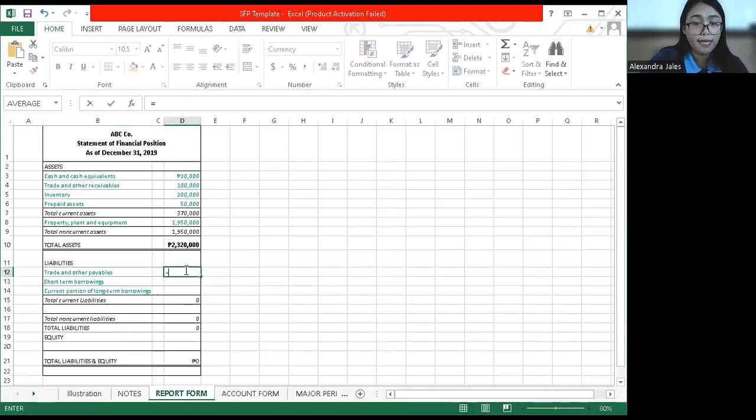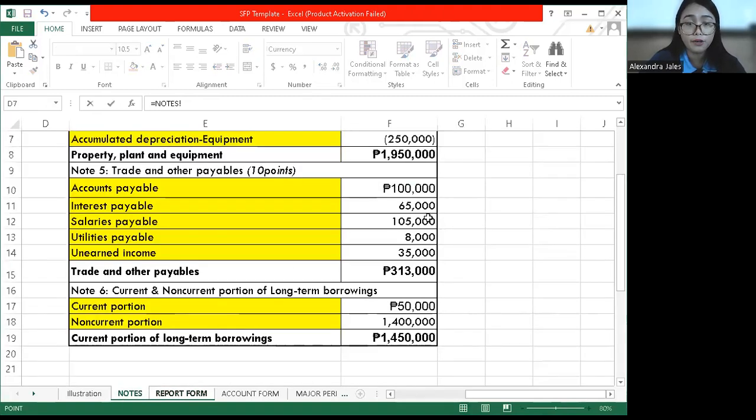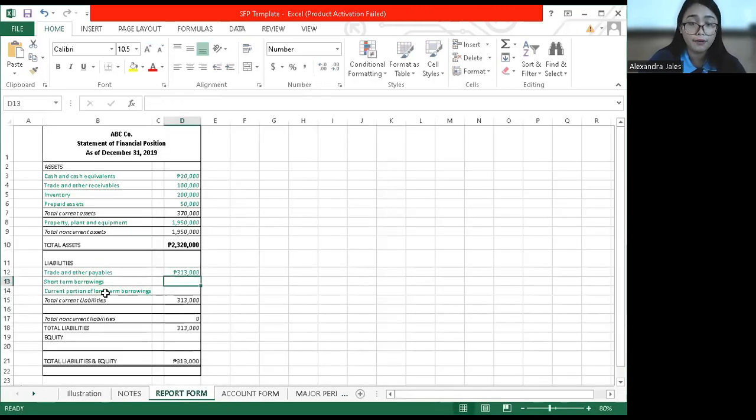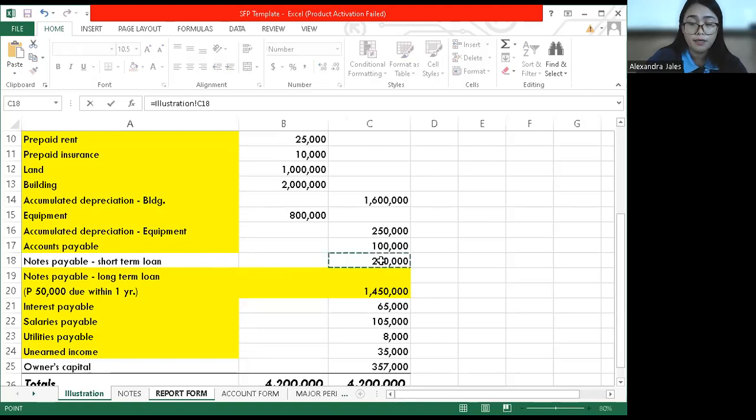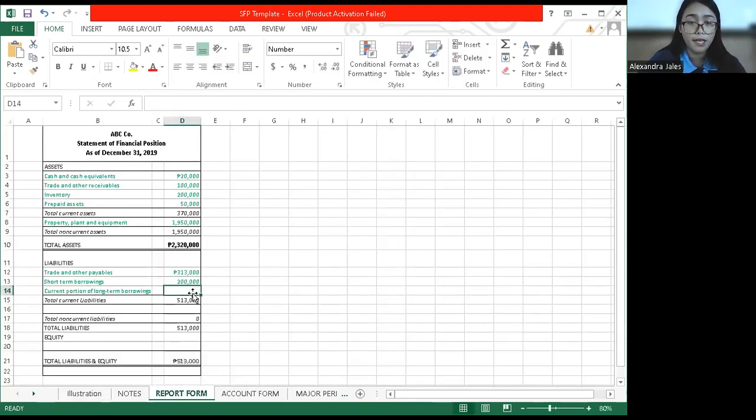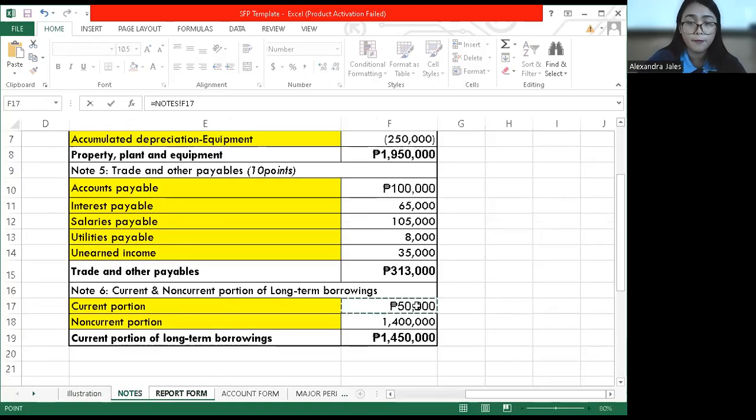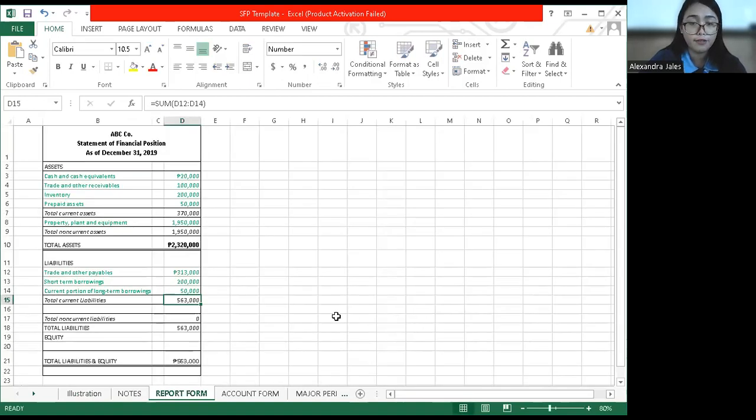So we need to identify now the following accounts. We have trade and other payables here: 313,000 pesos, and we have now the short-term borrowings. Actually, it is in your illustration. How about the current portion? We have here the current portion of the long-term borrowings, 50,000 pesos. So in total, we have 563,000 pesos.